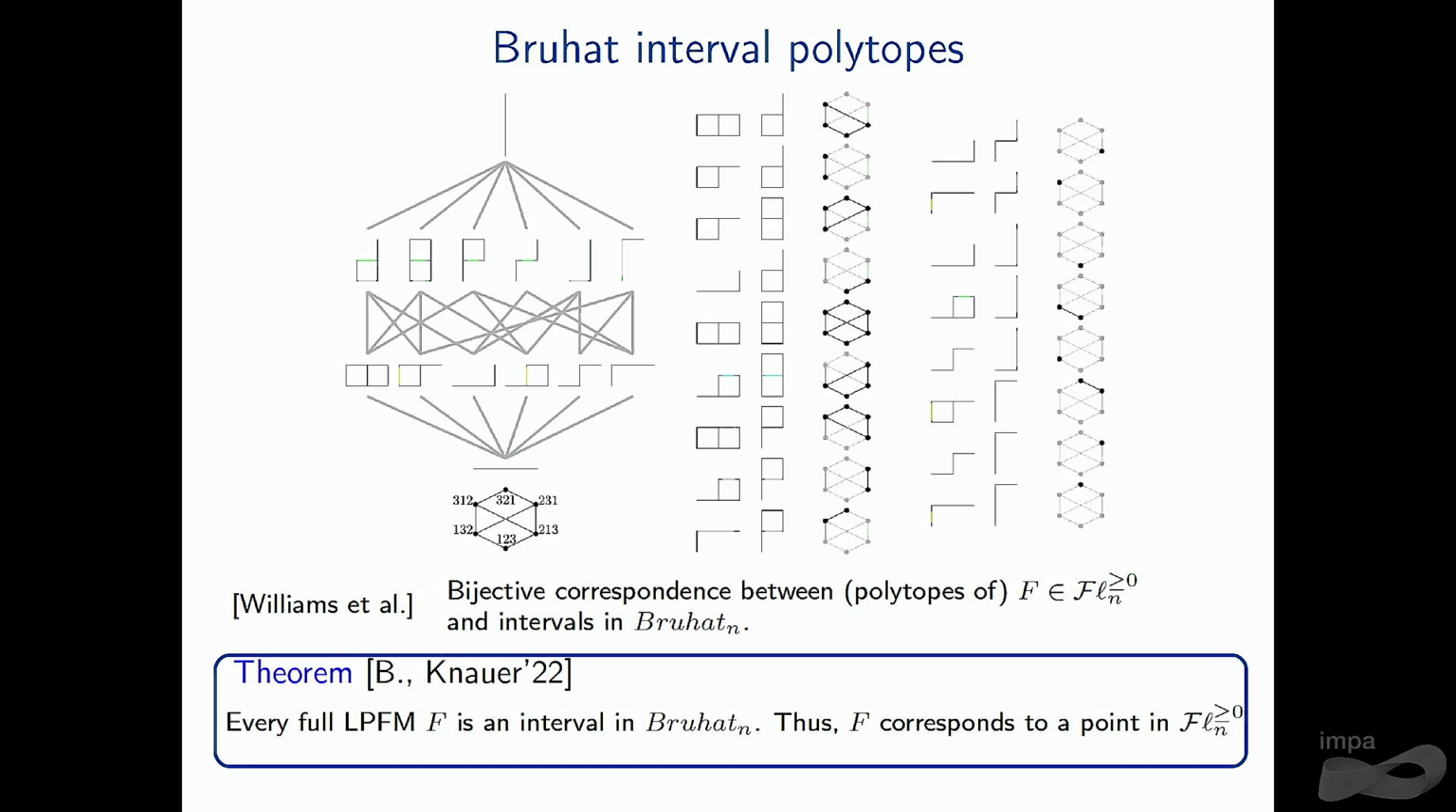So in our case, every full flag of lattice path matroids is such that its polytope is actually an interval in the Bruhat order. Hence, each lattice path flag matroid comes from a point in the non-negative flag variety. So a common non-negative realization of all of them can be found. Okay?